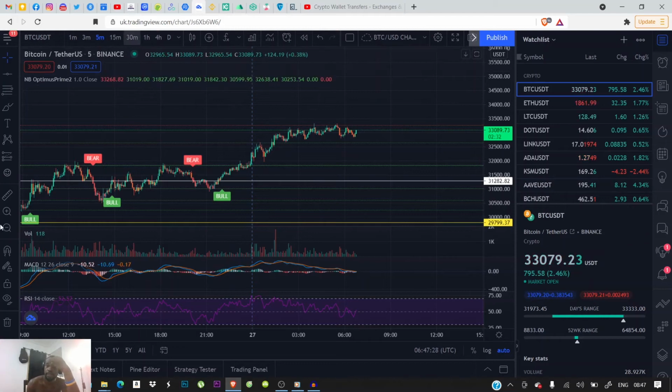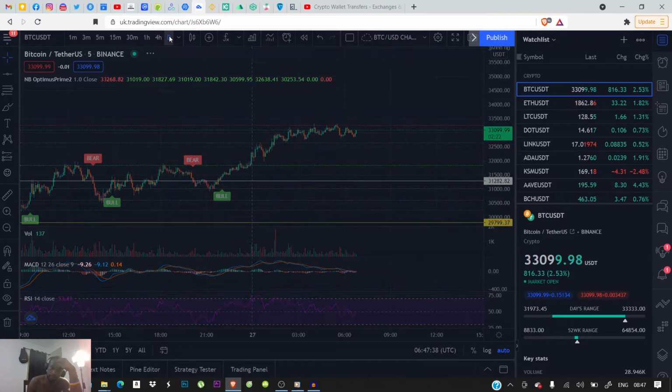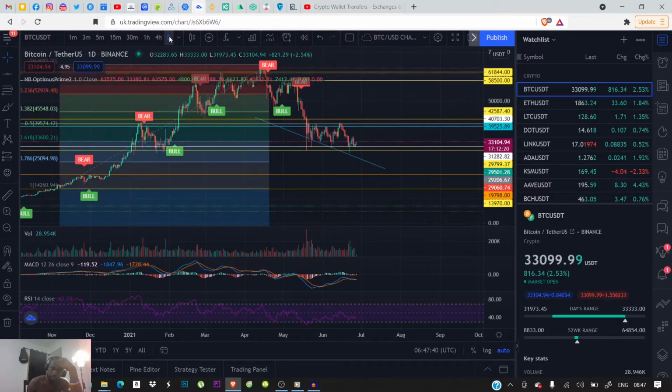Hello, welcome. I want to show you how the Nitros Bull indicator works, okay? I try to keep this as short and simple as possible. So first of all, let's start. I'm on the BTC USDT chart here, okay?